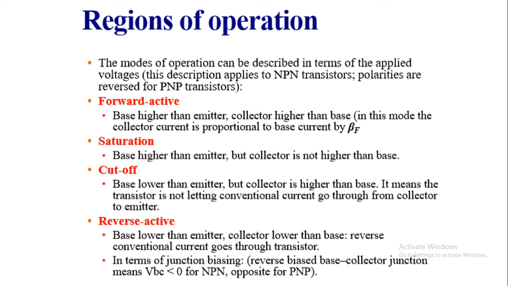How? When the base is lower than the emitter and also the collector is lower than the base. So here the base is lower than the emitter and the collector is lower than the base. Reverse conventional current goes through the transistor. In terms of junction biasing, a reverse biased base-collector junction means VBC less than 0. VBC less than 0 for NPN, opposite to PNP.